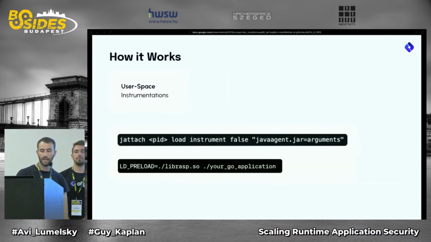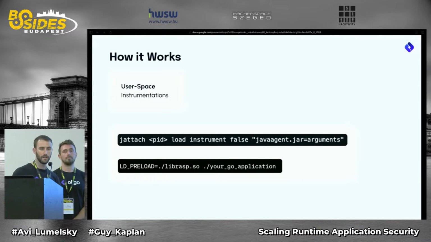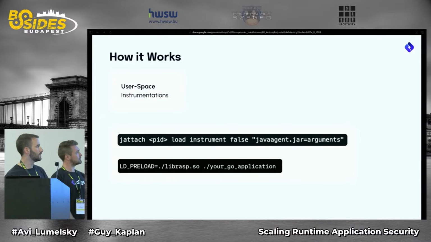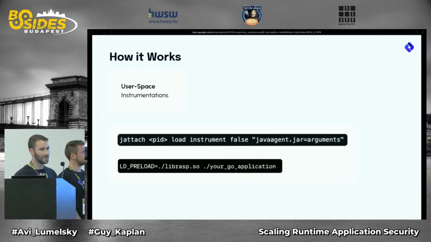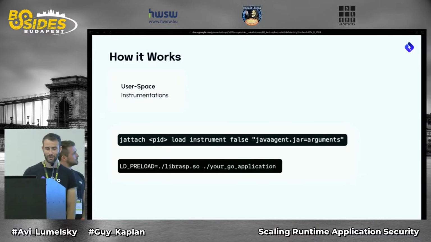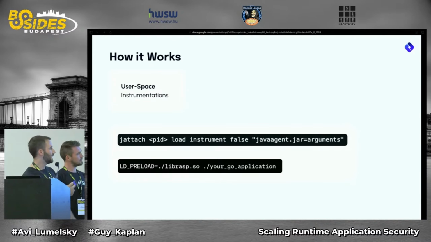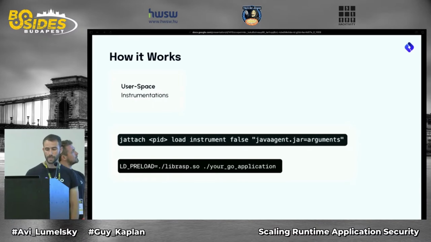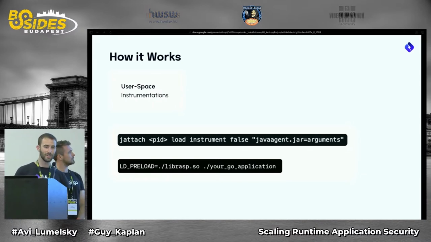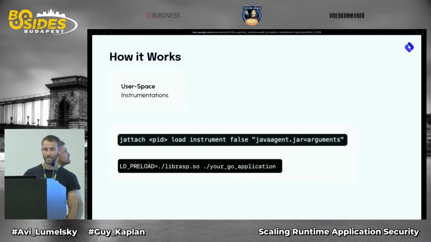The RASP agent can later be injected into running processes. This is what is called instrumentation. So this is an example of how you inject using Java agent. You can inject into Java code, and you can use LD_PRELOAD to inject code into your Go application. But note that not all languages support this way of injecting code into them, which adds a bit more complexity into deploying such solutions.